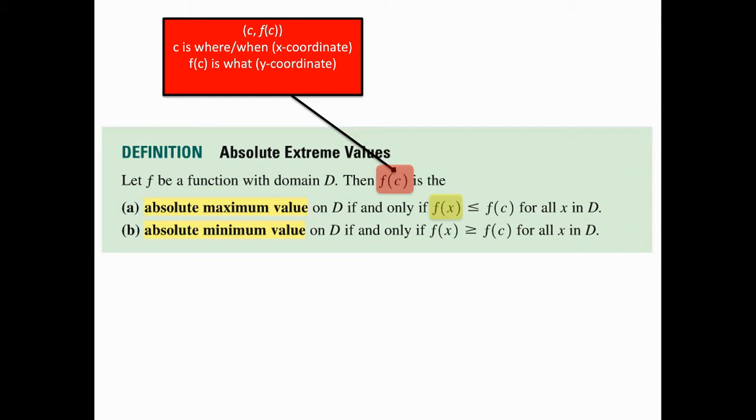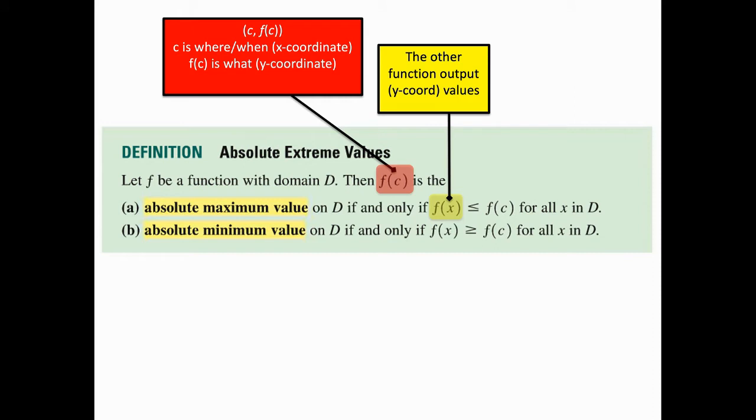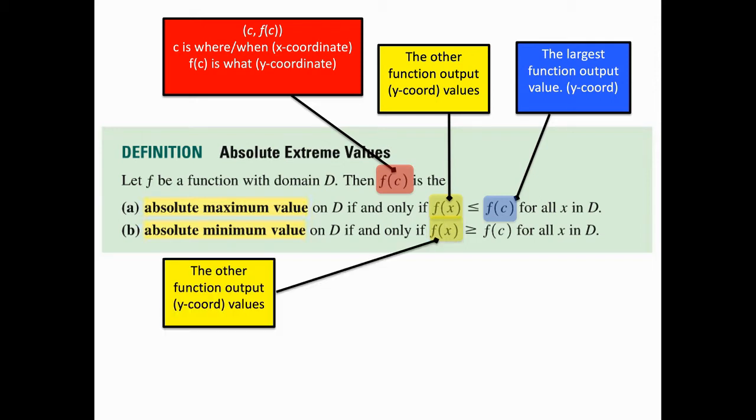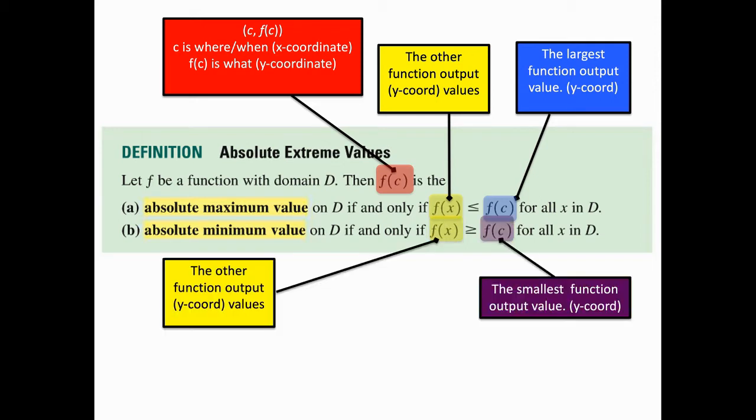It's considered the absolute maximum if the f of x, which represents all the other outputs, all the other y values on the graph, is less than this particular output, whatever it may be, which in this case, if it's an absolute max, would represent the largest. If all the other outputs, again, are greater than this particular output, well then that y value is considered the absolute minimum. So that's what this is basically saying.